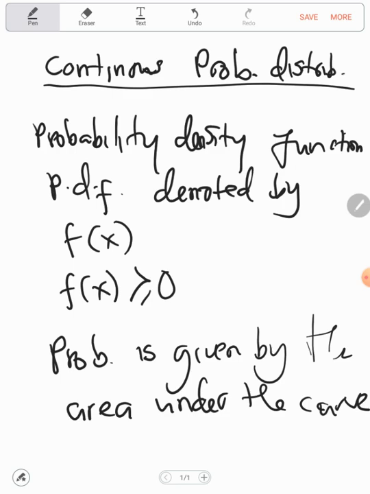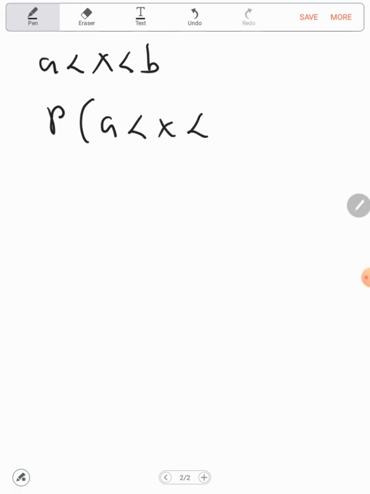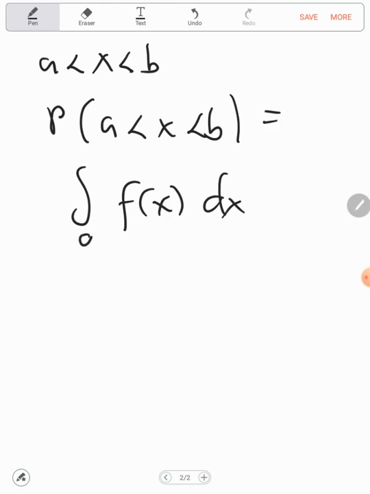Okay, so to find any probability, let's say for any continuous random variable x between a and b, then the probability that x is between a and b is just given by the integral of the PDF dx. So this is the integral from a to b. This is actually the formula that gives us the probability for a continuous random variable.